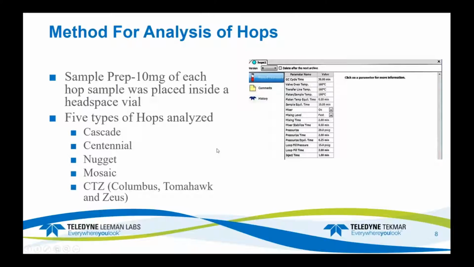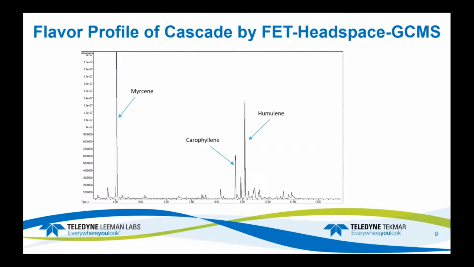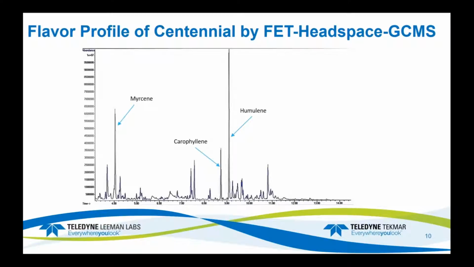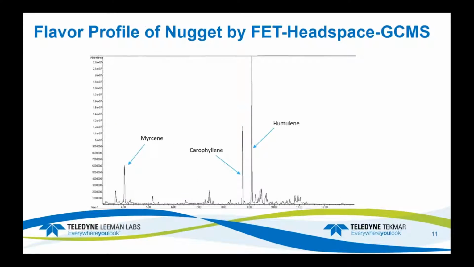So now that that was finalized, we actually got to look at some of the hops. So this is the Cascade hop, and as expected, the myrcene, caryophyllene, and humulene are the primary terpenes that we're going to see, and that's pretty common through all of them. But you do see some other compounds rising and going on different hop varieties.